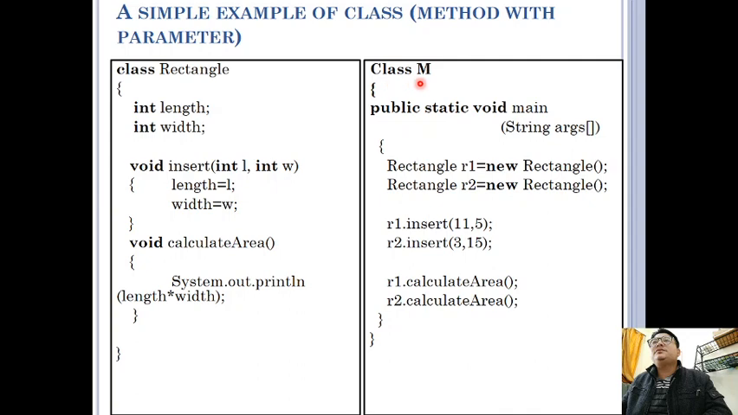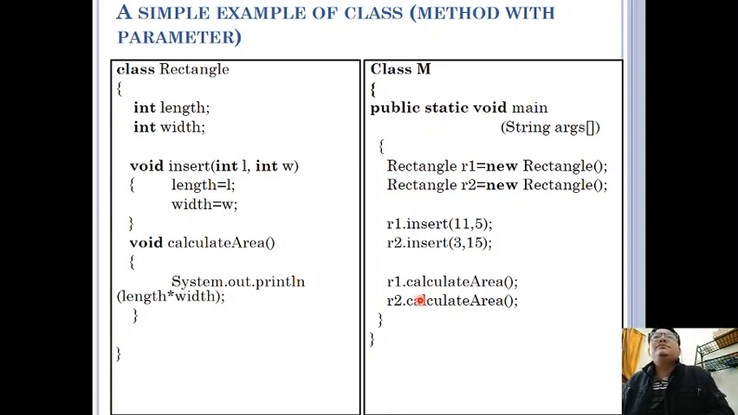This is another class, the main class. Whenever you create the object R1, memory will be given to length and width for R1 only. Another object R2 is created, and another memory will be given to length and width for R2. So when you insert 11 and 15 for R1, it will go into the R1 memory location, and 3 and 15 will go to a separate memory location. Although the variable name is the same, the object is different. When you calculate the area, it will give you a different result.